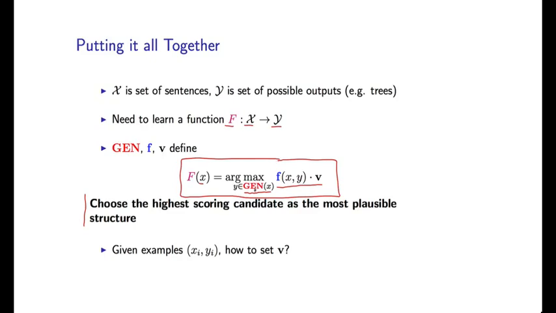So this critically is how our function from inputs to outputs is defined. And you can see it depends on all three components: on GEN, on f, and v. Now, as I said before, GEN and f will in general be fixed. They'll be chosen before we see the training examples. A critical question we'll address is that given training examples x_i, y_i for i equals 1 to n, so given examples of the x-y mapping, how do we set these parameters v? And this is something we'll come to shortly.